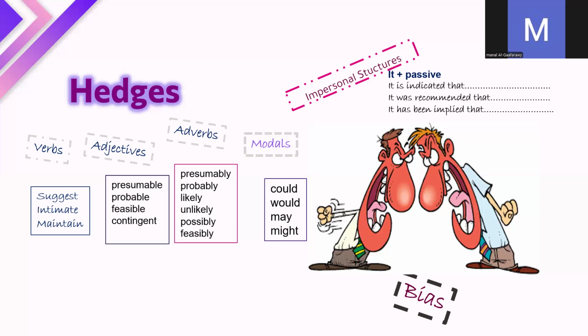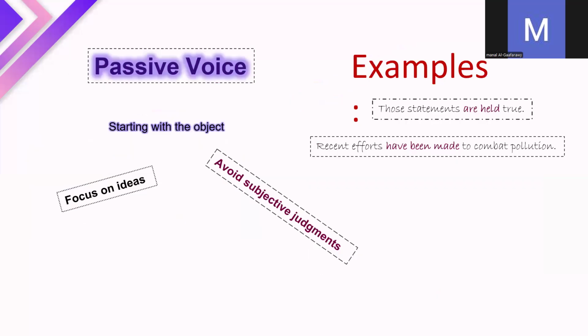Okay, so all of these tools reduce bias. The third strategy is the use of the passive voice, and it's a crucial tool because, again, it shows politeness, it shows formality, and it focuses more on ideas. For example, those statements are held true. Recent efforts have been made to combat pollution. So in that sense, the students are focusing on the ideas, the actions, rather than the doers.